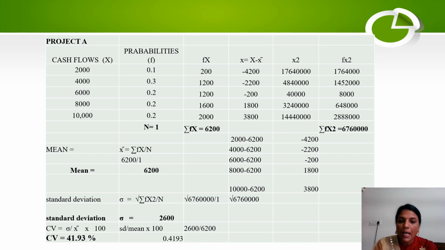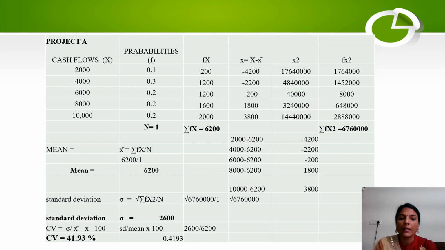After that we have squared this value, meaning 4200 should be multiplied by 4200. Then this value should be multiplied with your probabilities, and so we get the summation of fx square. So mean is the summation of fx by n. Whenever probability questions come, the n value will always be 1, or 100%, because it is probability. So this will be 6200. Mean we have calculated. Standard deviation is 2600.